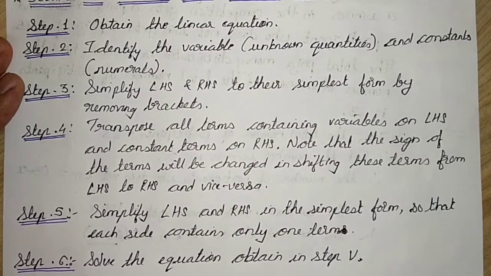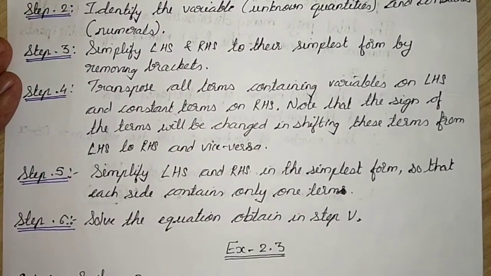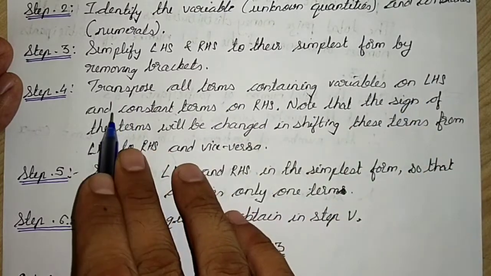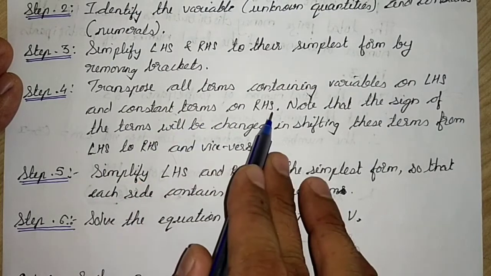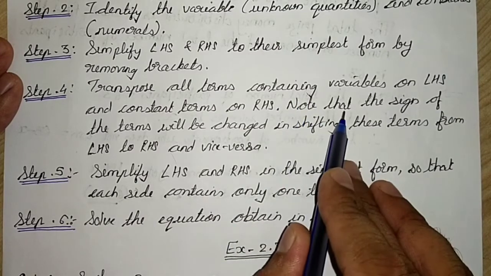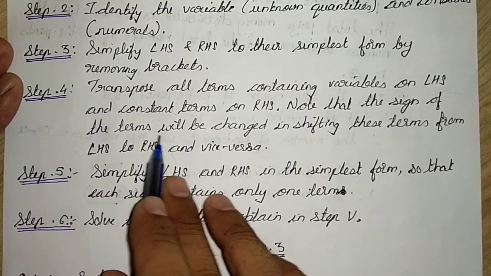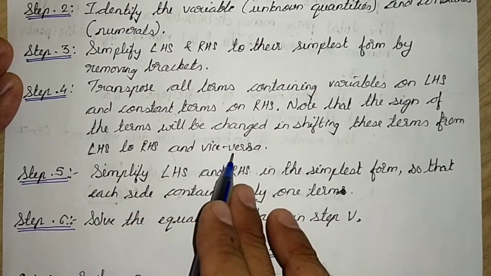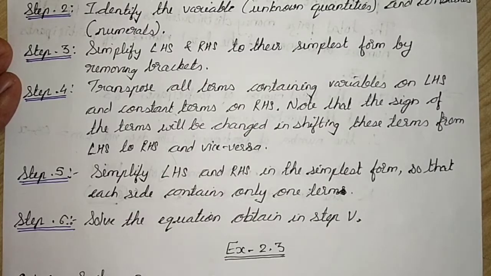Now step number 4, after simplifying you will transpose all terms containing variables to the LHS and constant terms to the RHS side. While doing so, you have to be careful, note that the sign of the terms will change in shifting these terms from LHS to RHS and vice versa. That means first of all, you have to transpose all the variable terms towards the LHS side and all the constant terms to the RHS side.